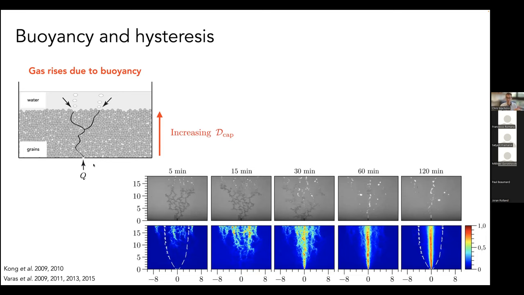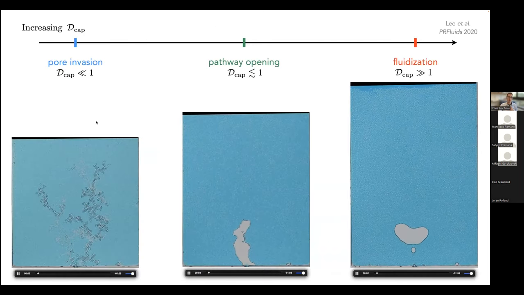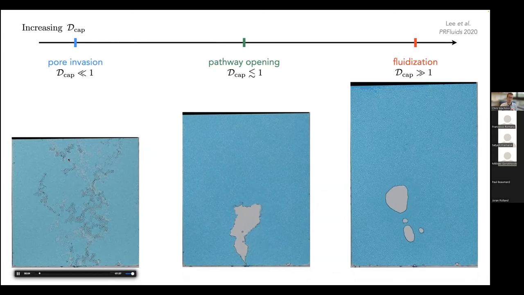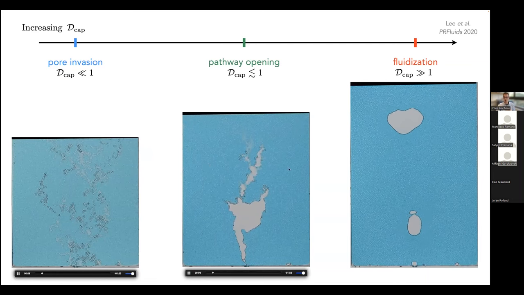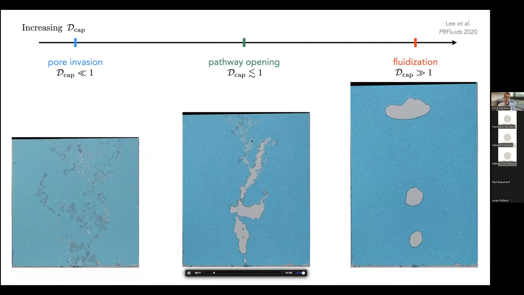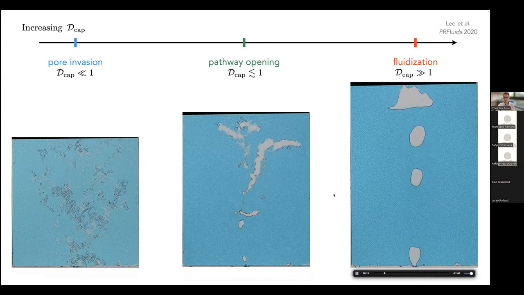So this is a pretty complicated problem, and we're going to sort of stay away from the details of that. But the question again is, what should we do if we wanted to try to model this system or the one where I showed you the experiments? So these are the experiments that we had done, which now we can understand again in the context of low capillary deformability, it's like a rigid porous medium. Moderate capillary deformability, we get these pathways, and high capillary deformability, we get fluidization. So this is really the thing that we'd like to try to capture.